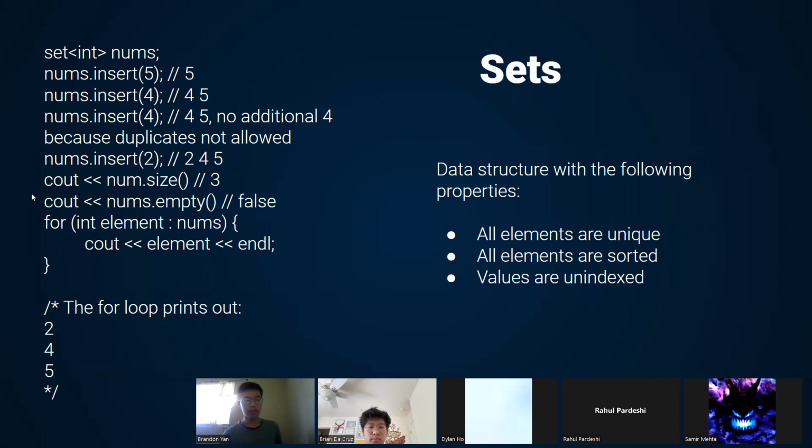But then with sets, there's an operation called dot empty, and it returns a boolean. If your array is empty, it'll return true, otherwise false. In this case, we have a set of size 3, so it's gonna return false.